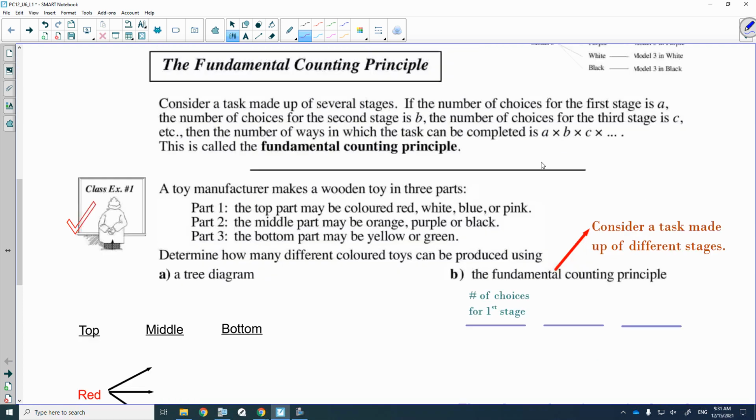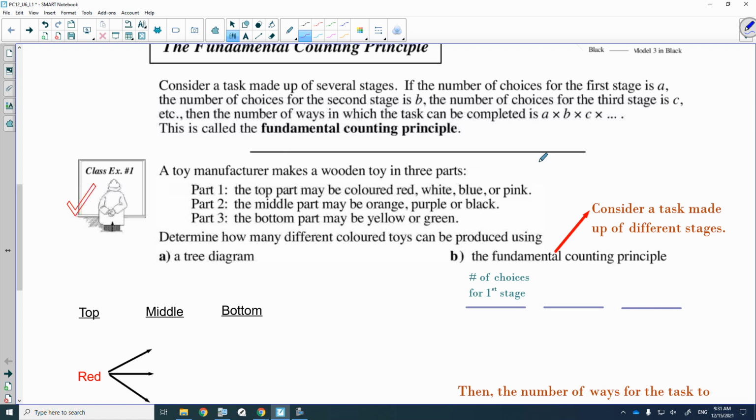If you look at this first class example, what it says is a manufacturer makes a wooden toy and the toy consists of three different parts. There's a top of the toy, the middle of the toy, and the bottom of the toy. The top of the toy could be four different colors. So the top could be red, white, blue, or pink. The middle of the toy could be these three colors, and the bottom of the toy could be yellow or green. The question is, how many different combinations of toys could you make given these three parts and the number of colors in each part?